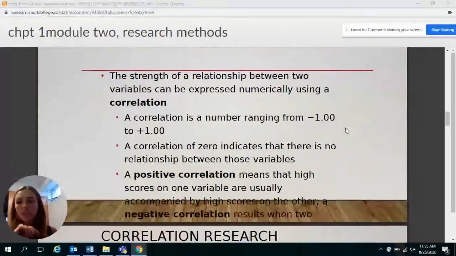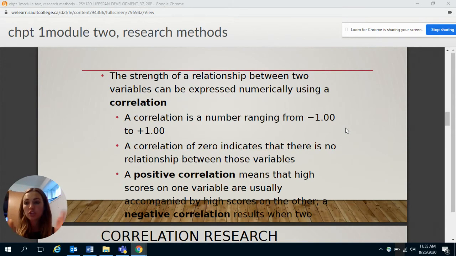So correlations are expressed in a range. So you have -1 to +1. So -1 would mean that that's a perfect negative correlation, and +1 would mean that's a perfect positive correlation. And so very rarely in research would you ever see perfect correlations. So if you got a number of 0, it would indicate that there is no correlation between those two variables.